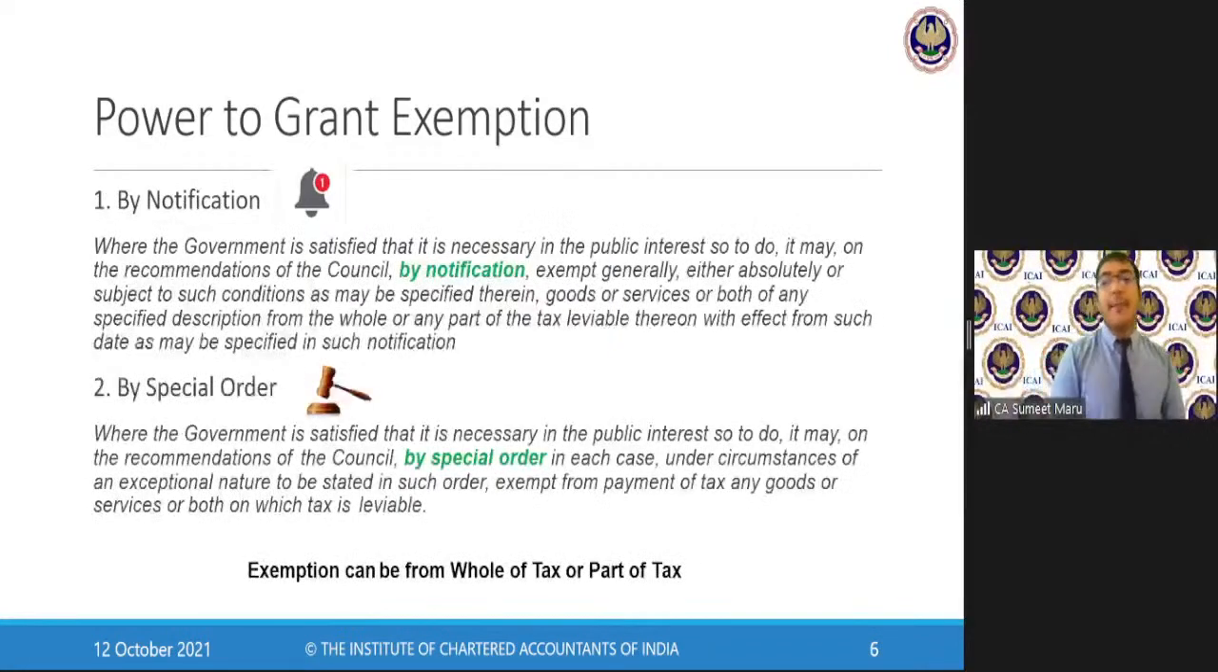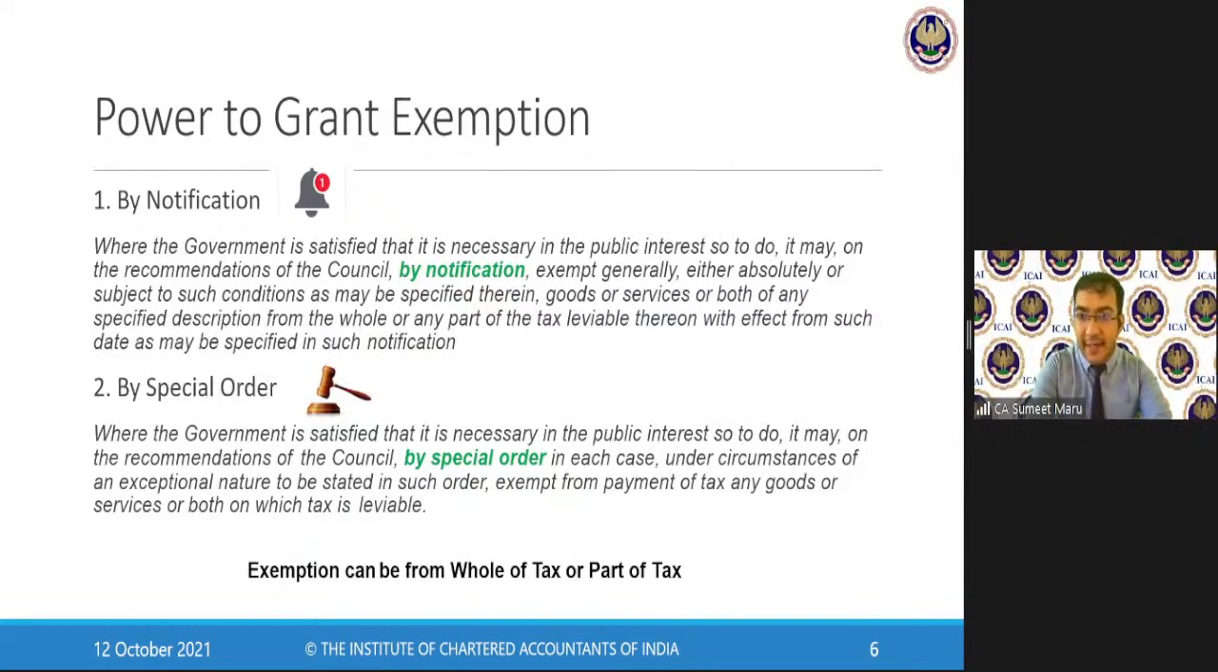So when I'm talking about notification, let's read this. The government can simply notify you that from tomorrow, or from today itself, or from this date or XYZ date, certain goods or certain supplies of services are covered under exemption, and you don't have to charge tax upon this. Let's read this.